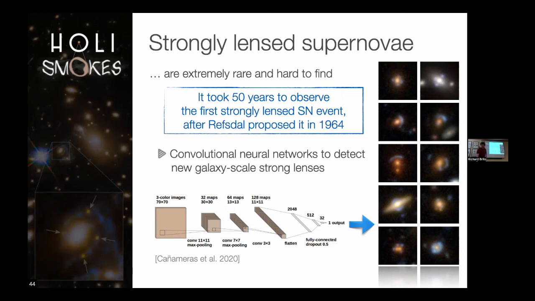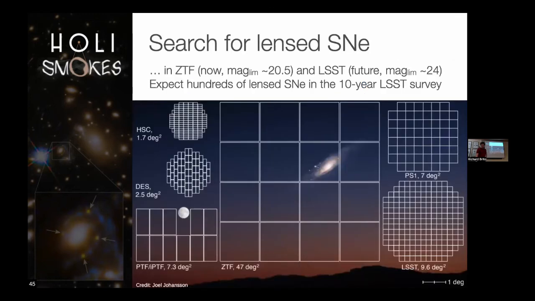Then we have by now big catalogs of several thousand lensed or probable lensed systems. And then we are looking into sky surveys, and whenever there is a transient in one of these systems, we take a closer look.